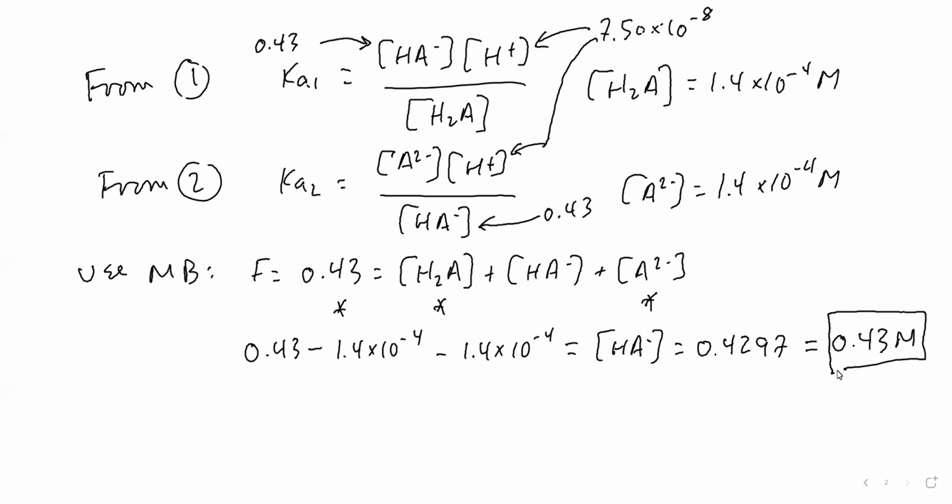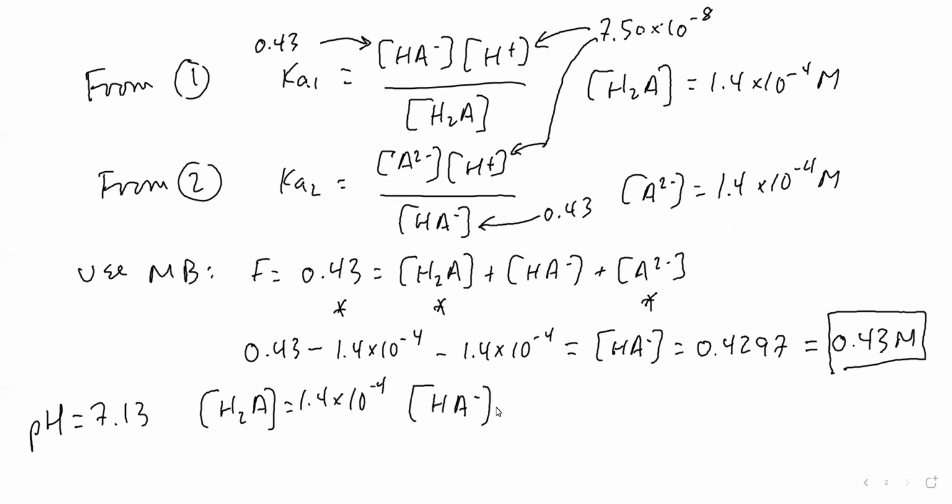Now we can summarize our final results. Our pH, which was one of the things we wanted to calculate, was 7.13. The concentration of the fully protonated H2A is 1.4 times 10 to the minus 4th. The concentration of the intermediate is 0.43. And the concentration of the deprotonated A2 minus, that's supposed to be a 2 there, was 1.4 times 10 to the minus 4th.